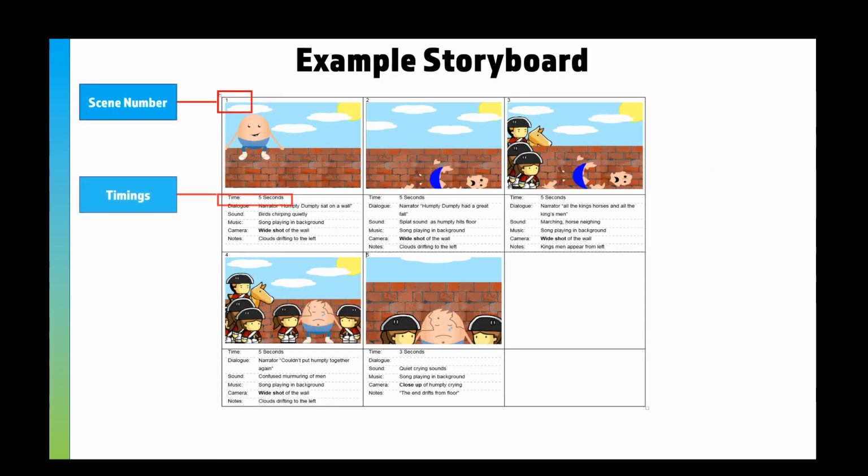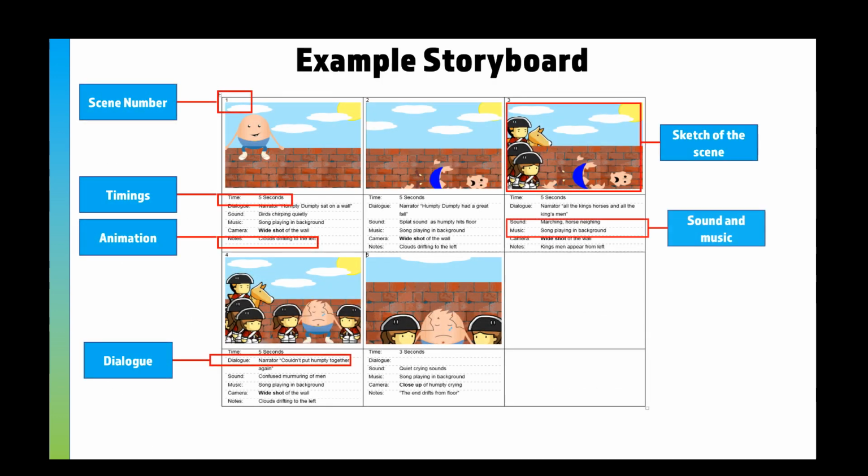So here's an example of a storyboard that I've created. I've done it on the computer. I've got the scene number, I've got timings, animations, I've got dialogue in there, a drawing of the scene so you know what it looks like, and some sound and music, as well as things like camera angles and any additional notes as well. You see here, I've got notes, I've just put the clouds drifting to the left, so they're going that way. So that's just some form of extra direction for the animator that they could use.